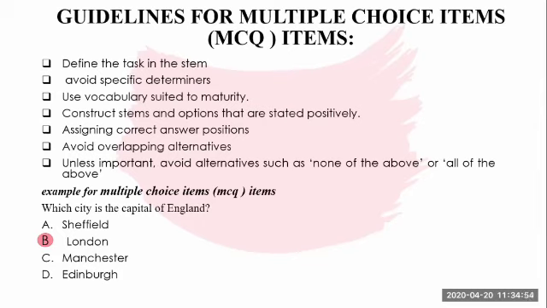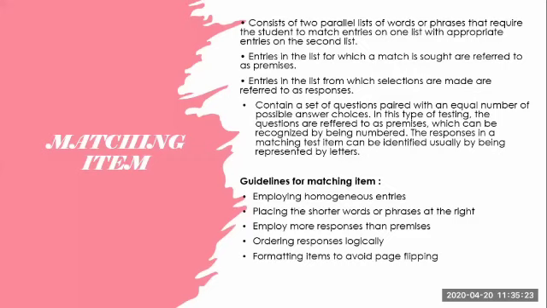For example, for multiple choice item or MCQ item: which city is the capital of England? A. Sheffield, B. London, C. Manchester, D. Edinburgh. The answer is B, London. Next slide, I will present about matching item.